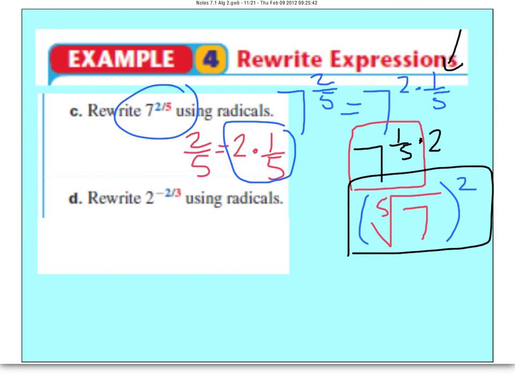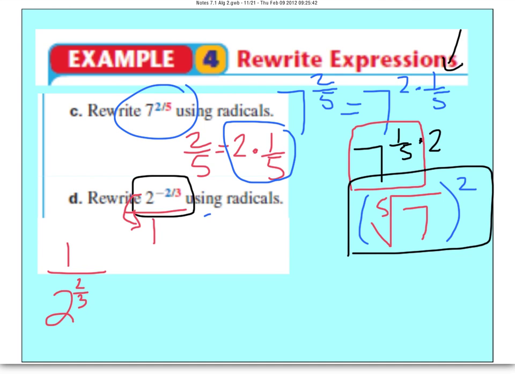This other one here, let's take the rational exponent of 2 to the negative 2/3 power and clean that up. Remember, we don't like negative exponents, so we're going to put it over 1. To get rid of the negative, drop it down. So that's going to give us 1 over 2 to the positive 2/3.